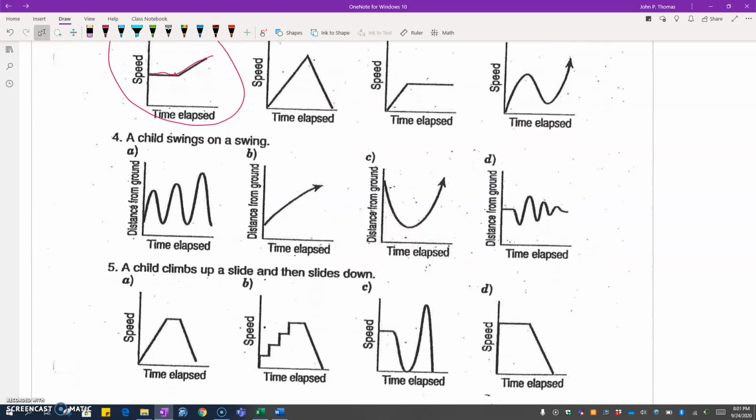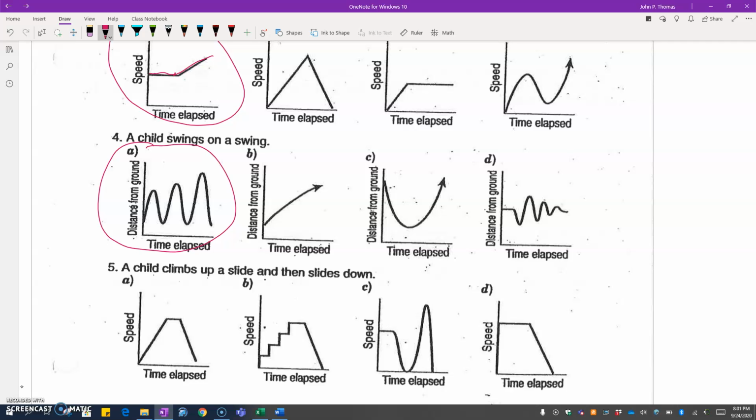All right, number 4, we've got a child swings on a swing. If they swing on a swing, we would expect them to drop back down to that lowest position, increase back to the lowest position, increase height a little bit more, back to the 0, and so on. So when I look at this, probably this one, A, looks to be the best to me as they're speeding up.